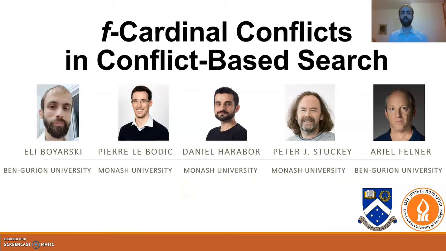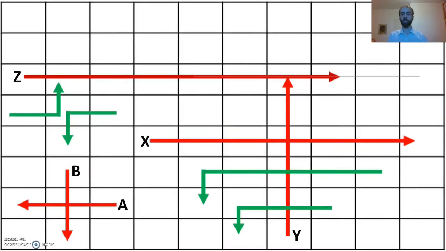I am presenting F-Cardinal conflicts in conflict-based search, a collaboration between Ben-Gurion University and Monash University. So, we all know that in conflict-based search, we start from the set of individually optimal shortest paths for all of the agents, and we search for a set of paths that is conflict-free. So, the question is, which conflict should we resolve first? Should we resolve the green conflict, one of the yellow conflicts, or one of the red conflicts?